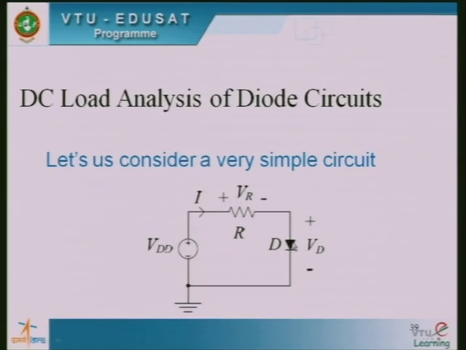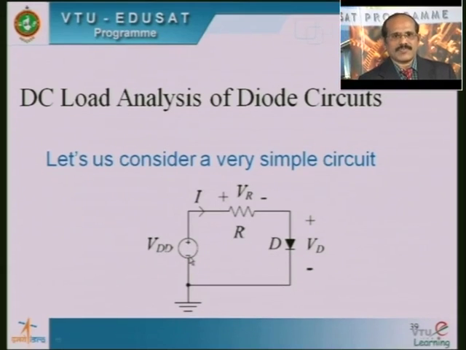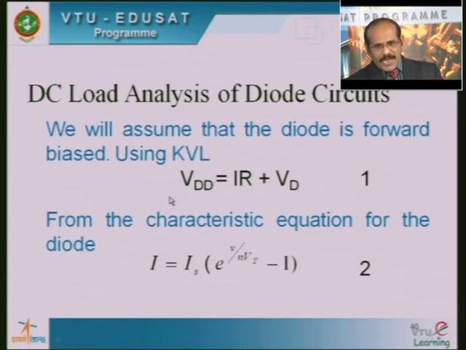Here you can see that the anode is connected to the positive terminal of the DC supply, whereas the cathode is connected to the negative terminal of the DC supply. Therefore, the diode is forward biased here. If you apply KVL to this, using Kirchhoff's voltage law, we get VDD equal to I into R plus VD.